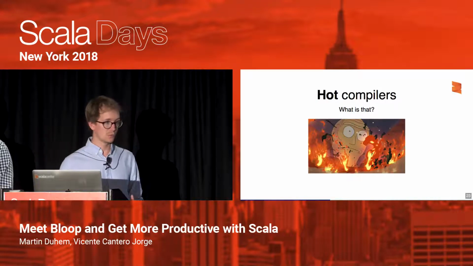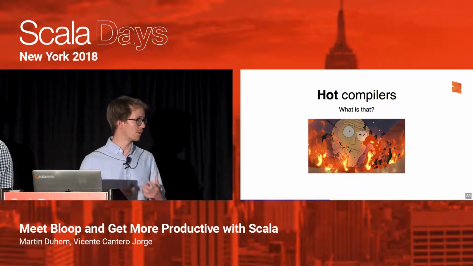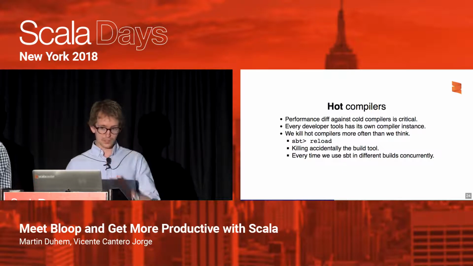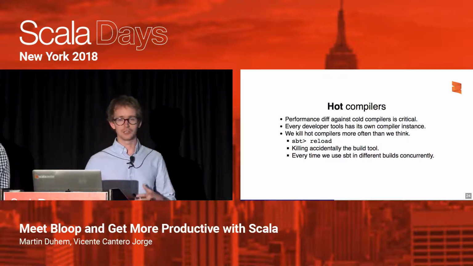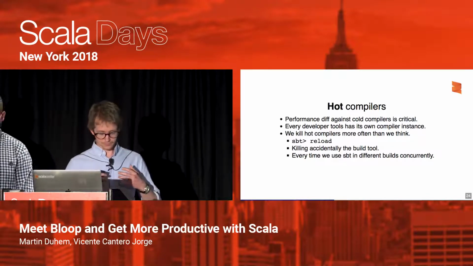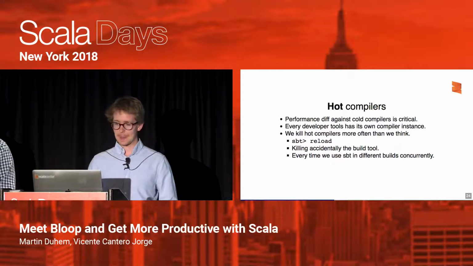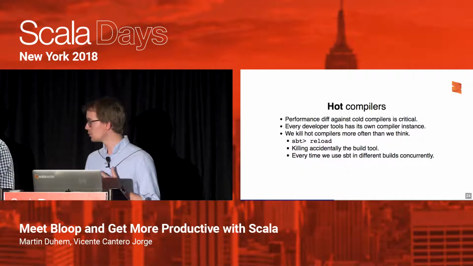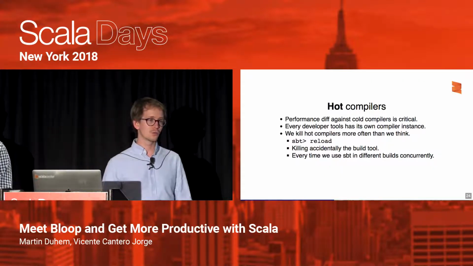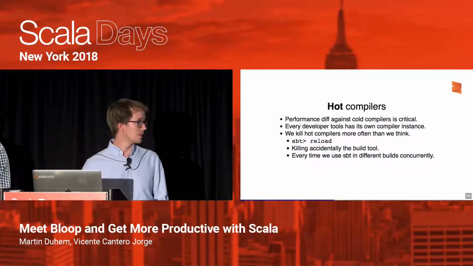Moreover, because Bloop is going to share compilers between different clients, the compilers get more hot and more efficient. But what is that? We all know, I guess, that the JVM is going to optimize your code while it's running it, so that the more you run the code, the faster it gets. And because every tool at the moment has a different instance of the compiler and nothing is shared, all the tools are going to be working to get a hot compiler instance.